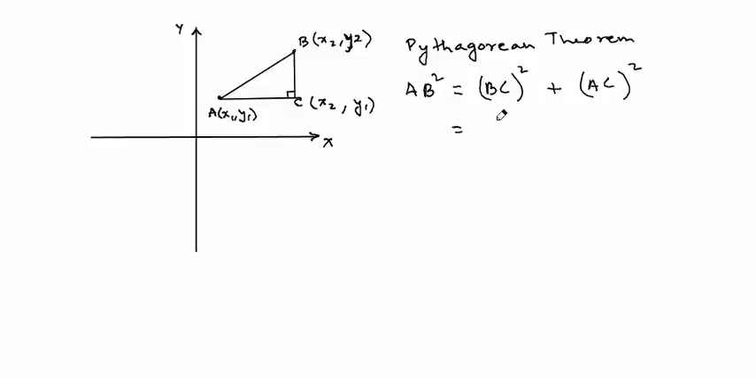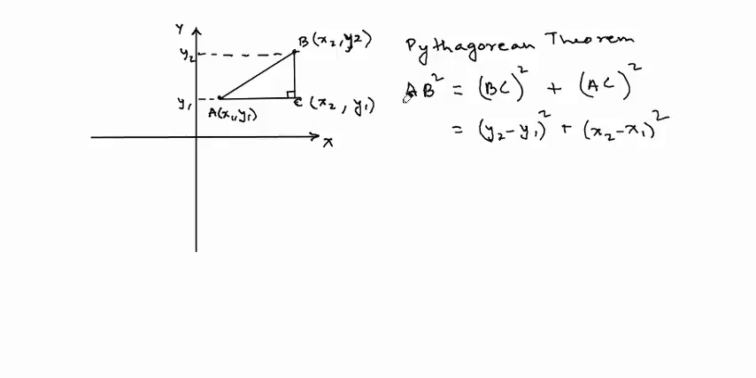Now what's BC? If you look at BC, the x coordinate being the same, the length of BC is pretty much just the difference between the y coordinates of B and C. So this is y2 and this is y1, and this difference is the same as BC. Therefore that is going to be equal to y2 minus y1 square of that. In the same way, AC is equal to x2 minus x1.